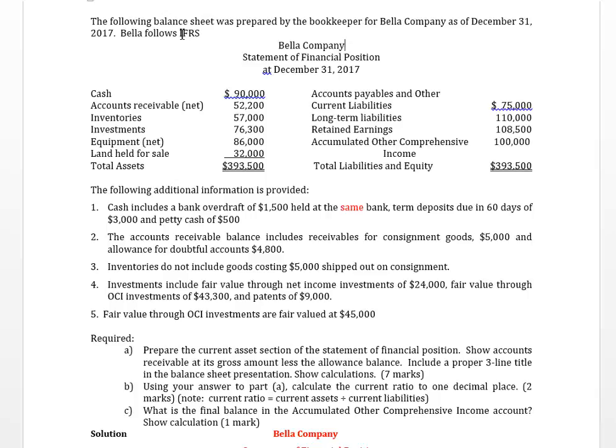Now, if I had changed this question and said Bella follows ASPE, or Accounting Standards for Private Enterprises, then even though it's held for sale, it retains its original classification, which would have been part of PP&E. So you had to be careful of that.